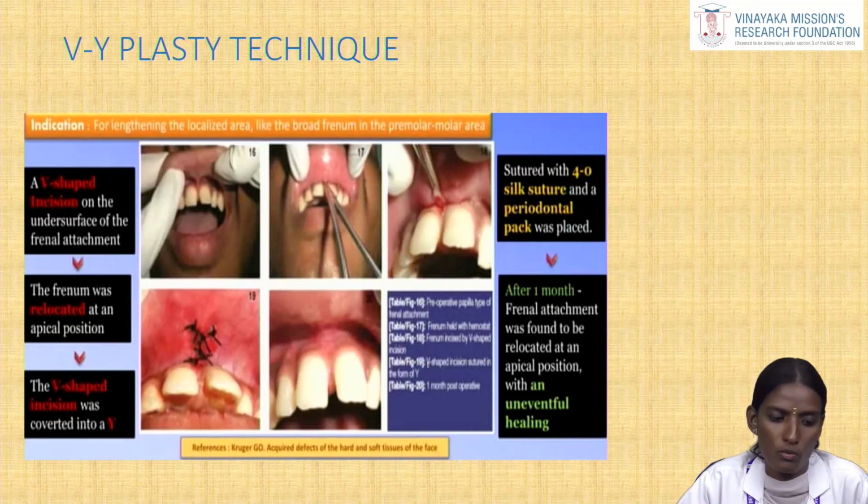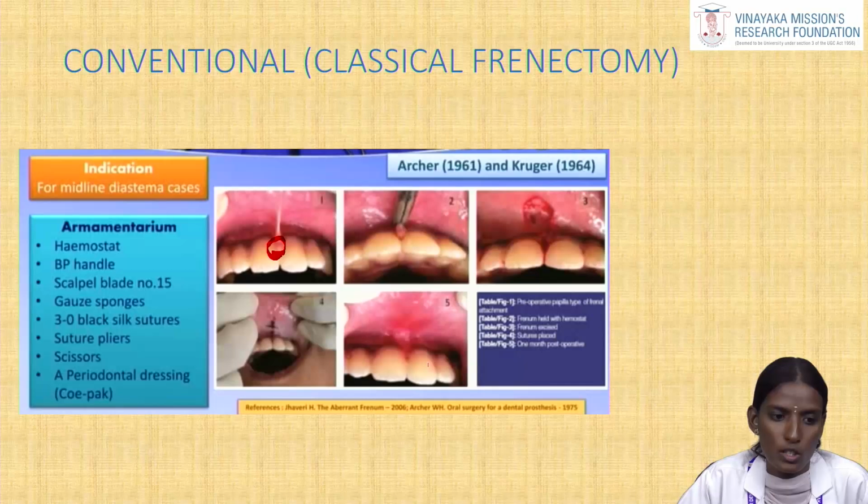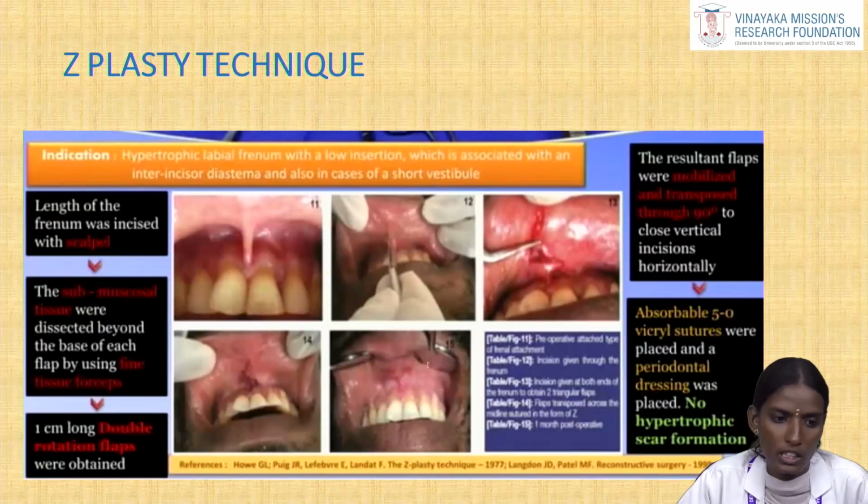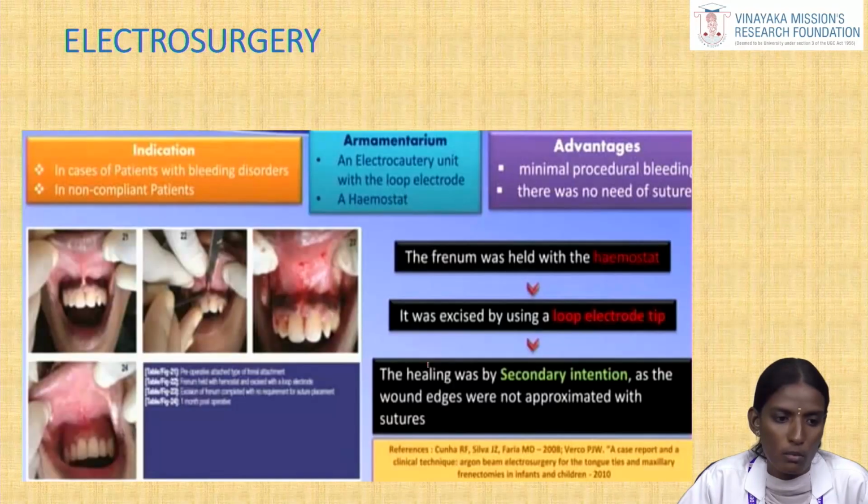A V-shaped incision was made and converted into a Y shape. The suture is done with 4-0 silk material. A periodontal pack was placed. After 1 month, the frenal attachment is found to be relocated in the apical position with uneventful healing. These are the surgical scalpel techniques mainly used: the conventional technique, Miller technique, Z-plasty and VY-plasty technique.